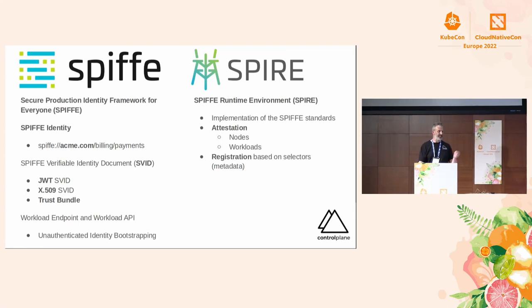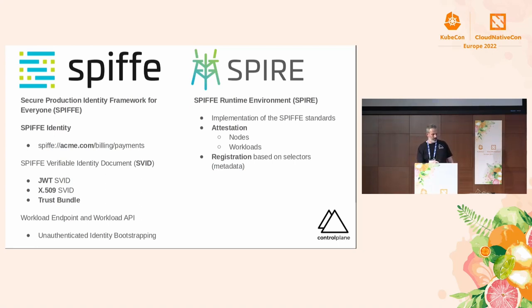So SPIFFE defines the standards for an identity framework. The SPIFFE ID is the format, the representation of that identifier. It's a URI, and it's made up of the spiffe protocol, the trust domain, in this example, acme.com, and then an arbitrary string on the end as your workload identifier, billing.payments here. Those SVIDs, the SPIFFE verifiable identity documents, they're short-lived and rotated frequently. The trust domain itself provides you with a bundle, which is basically the root keys that allow you to verify that SVID. And it could be a JWT, but it could also be an X509 certificate.